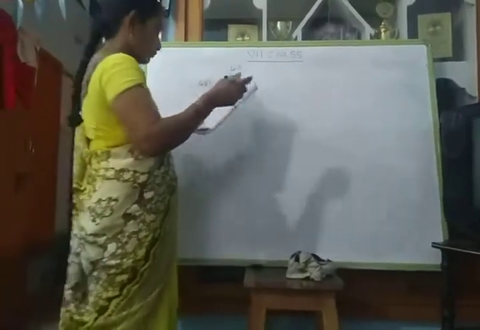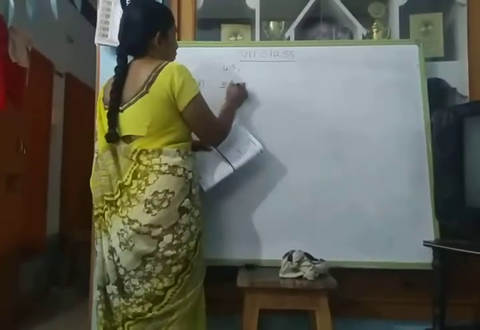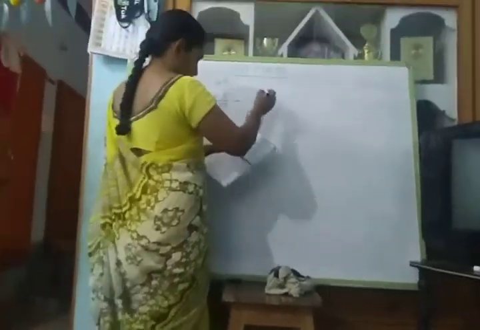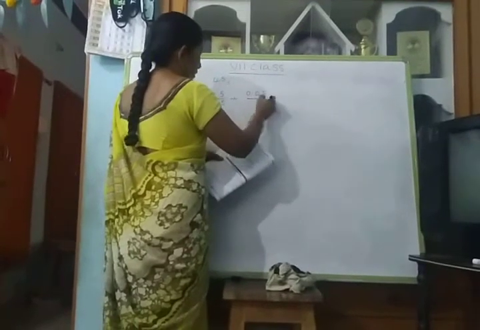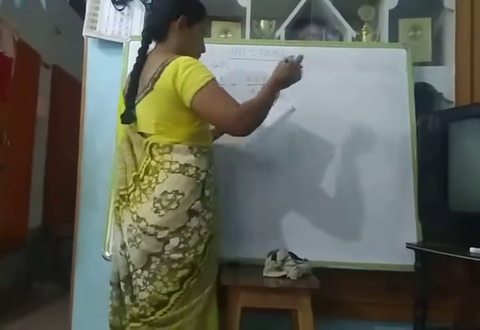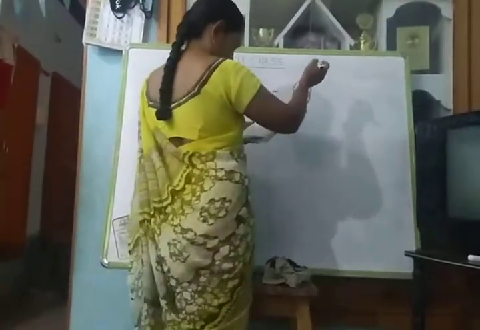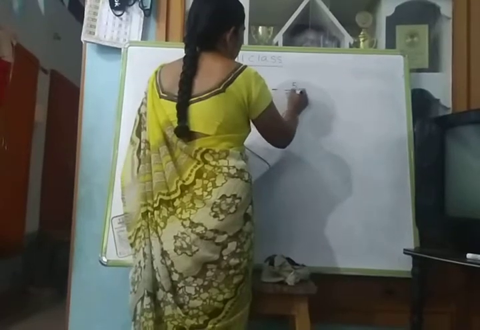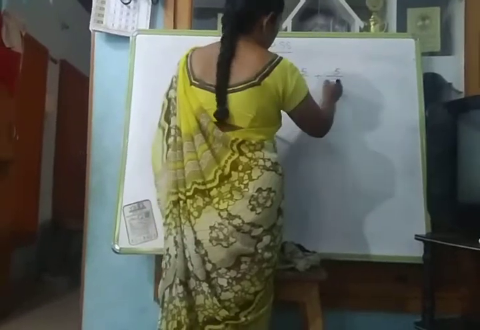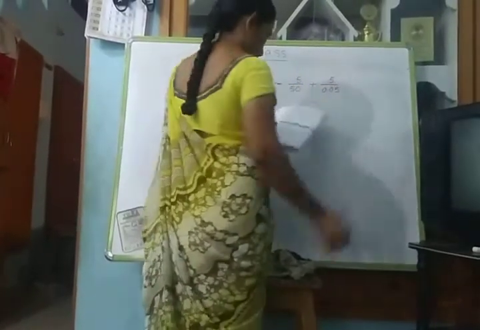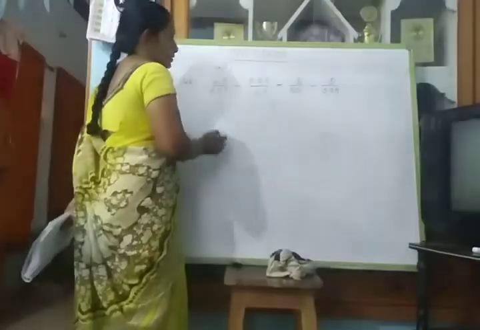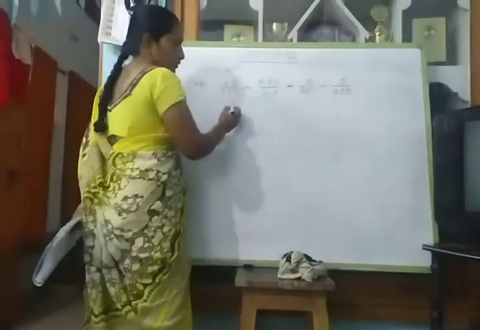The value of 0.5 by 0.05 plus 0.05 by 0.5 plus, not minus, 5 by 50 plus 5 by 0.05. So what we have to do here? We have to simplify this one. See here what you will get.